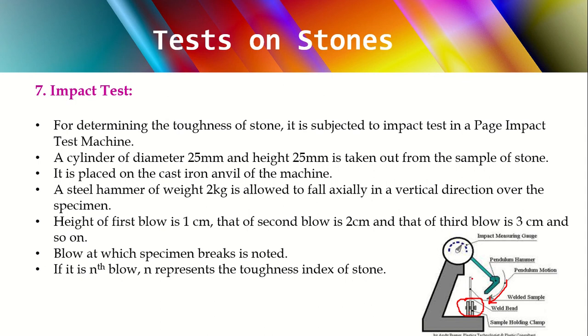So just after placing the cylindrical specimen here, release the hammer whose weight is around 2 kgs. Then see that the first blow height, which means the height between the hammer and the stone sample, is around 1 centimeter. Then the second blow is 2 centimeters, like that keep increasing, and then you make it hit. At which blow it breaks, that will be the toughness index.